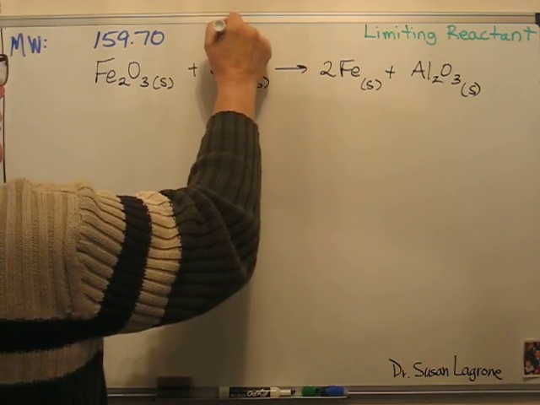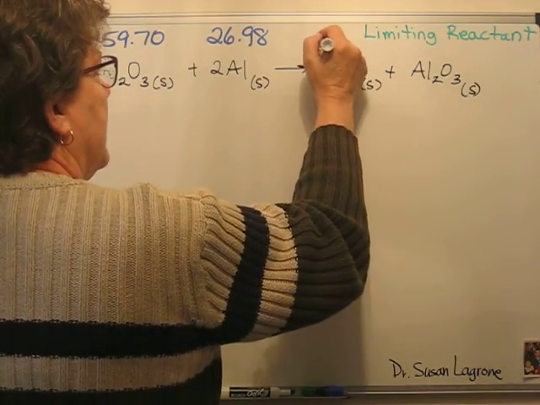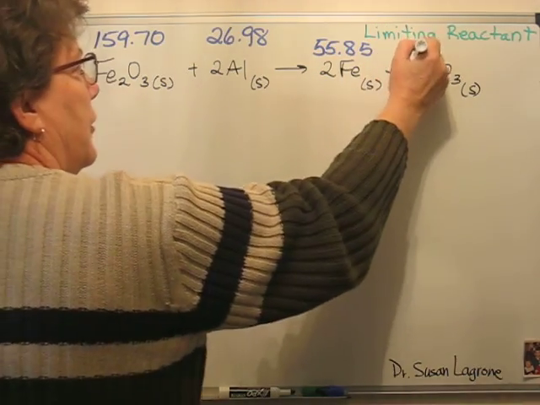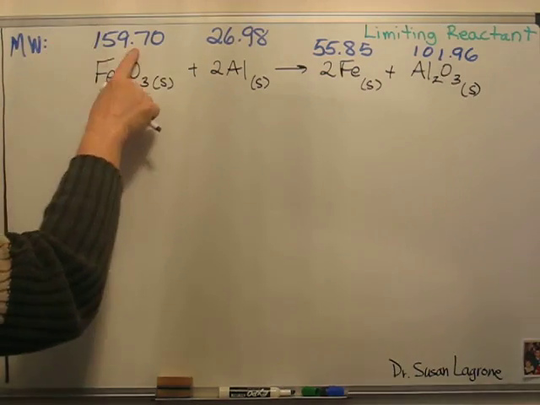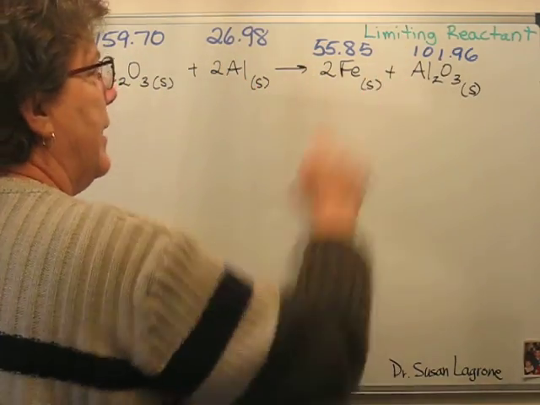We've already figured these out previously, so I'm just writing them down. This one is 55.85 and the last one 101.96. Now this is the molar mass, so this is the mass of 1 mole, mass of 1 mole, mass of 1 mole, and mass of 1 mole.